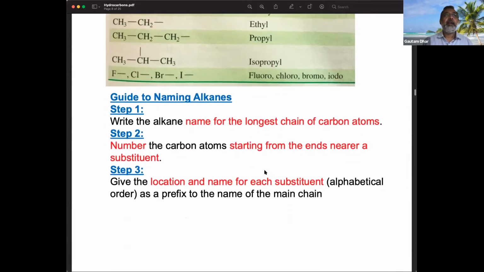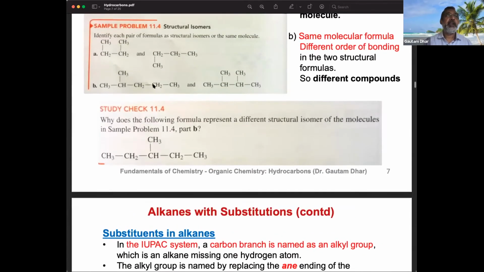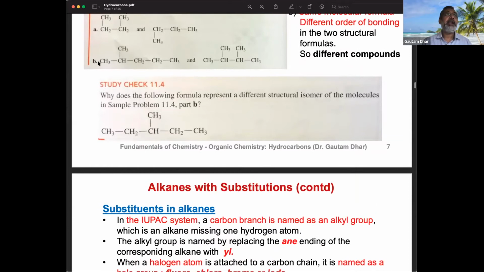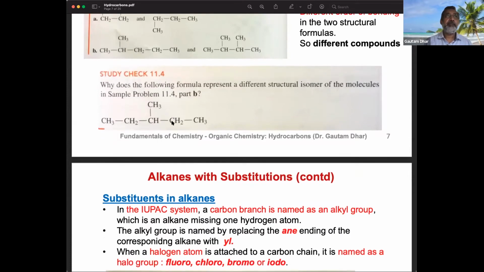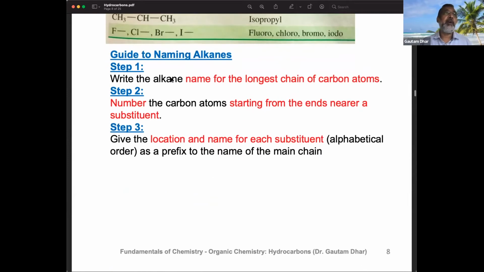Now, guide to naming alkane. You can see that it has to be very systematic. It's the same hexane, and we have so many different forms here. So how do you name them? The guide is: first, identify the longest chain, and number it. Number each of the carbon atoms in the longest chain. When I number it, I can start from the left-hand side or the right-hand side. Which end? You start the numbering from the end which gives the substituents the least number.